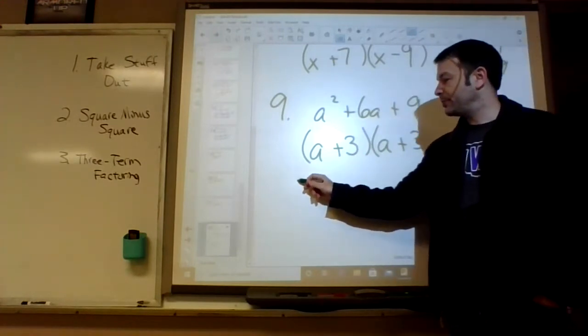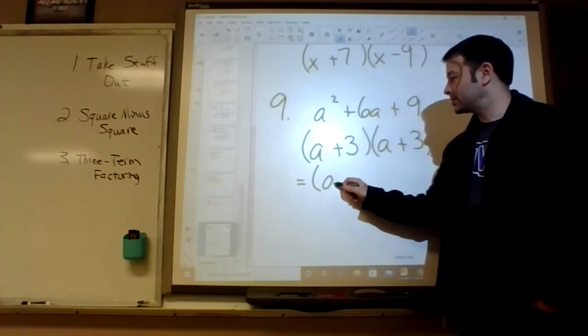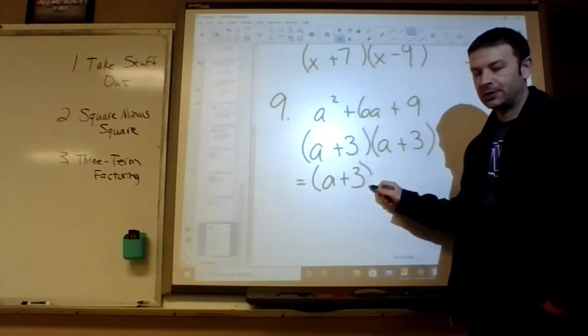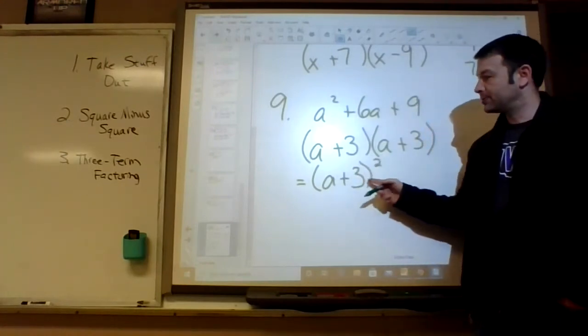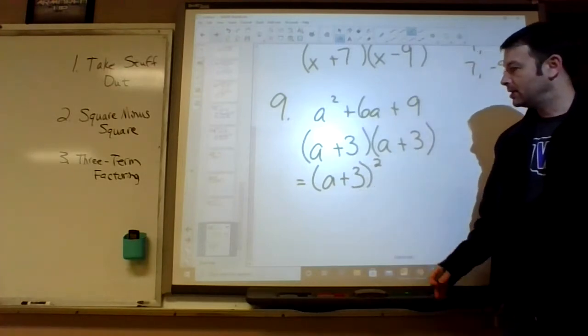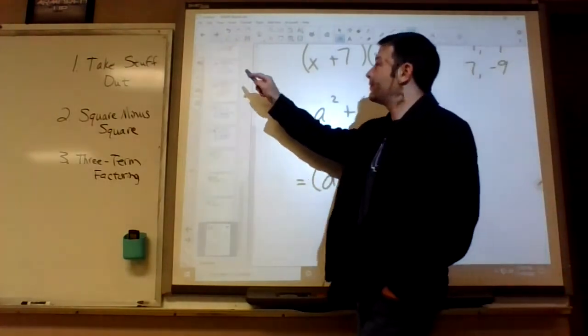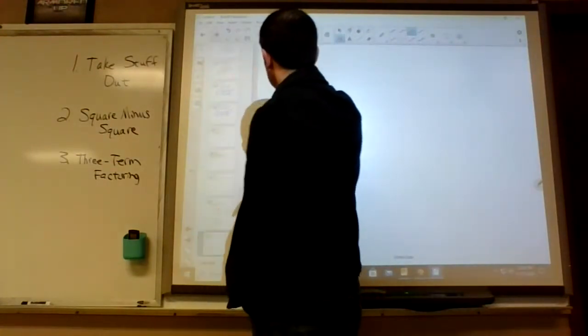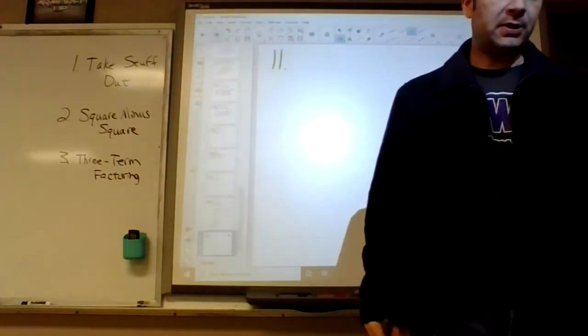Alright. If you look this one up in the back of the book, they're going to write it like this. You don't have to do this. A plus 3 squared, since they're the same thing, it's just that times itself. You don't have to write that. Okay, number 11.